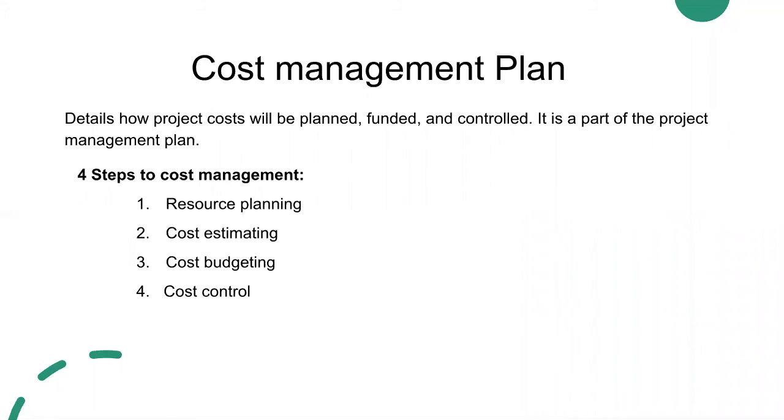Cost management plan. This plan details how project costs will be planned, funded, and controlled. It is a part of the project management plan. To do so, develop the project scope and execution strategy. This provides the basis for the integrated cost management process, which also covers the subject of schedule planning, cost estimating and budgeting, resource planning, value analysis and engineering, risk management, and procurement planning.